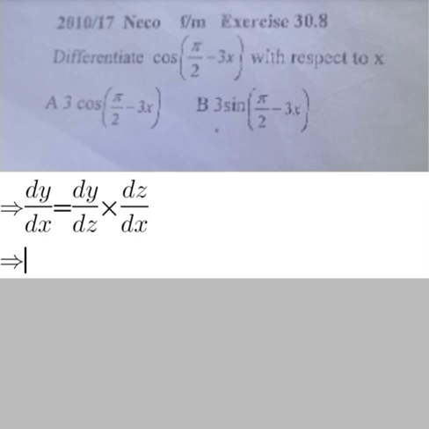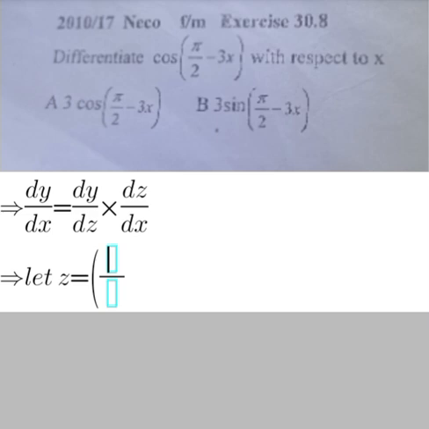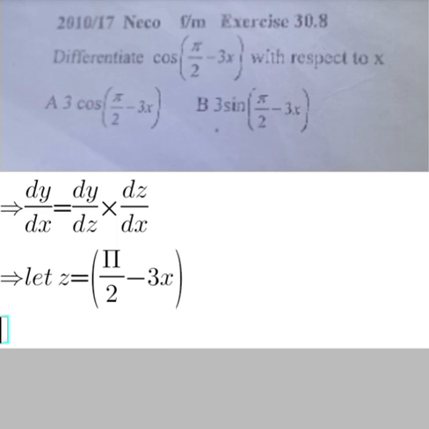So now, how do we apply this to the question we have? But first of all, we'll say let z be equal to this value here. Of course, we can see that we have pi divided by 2 minus 3x. So we say let z be equal to this. So this implies that y now is equal to cos z. Yeah, y is equal to cos z.